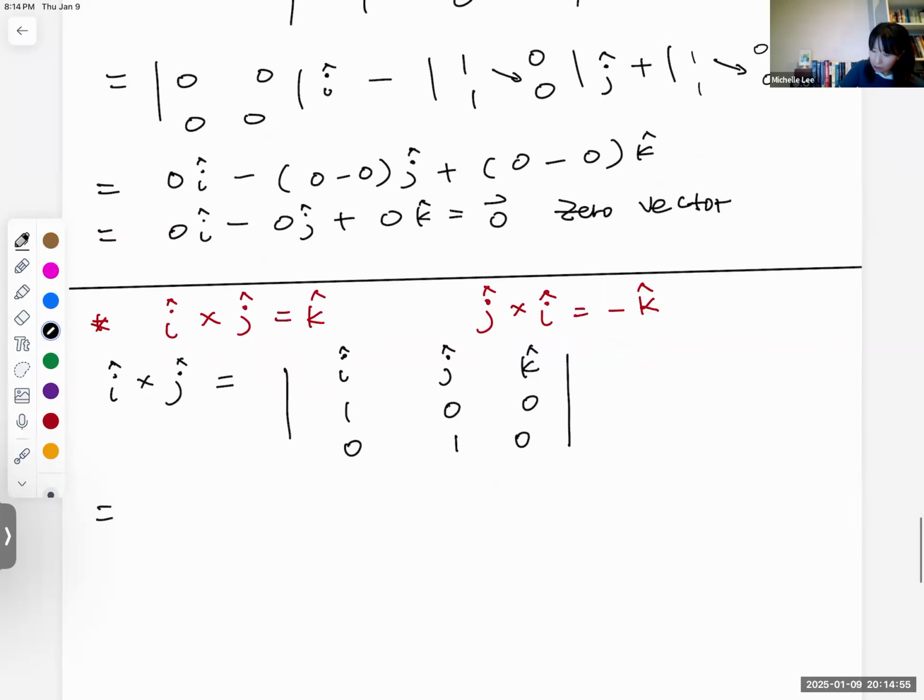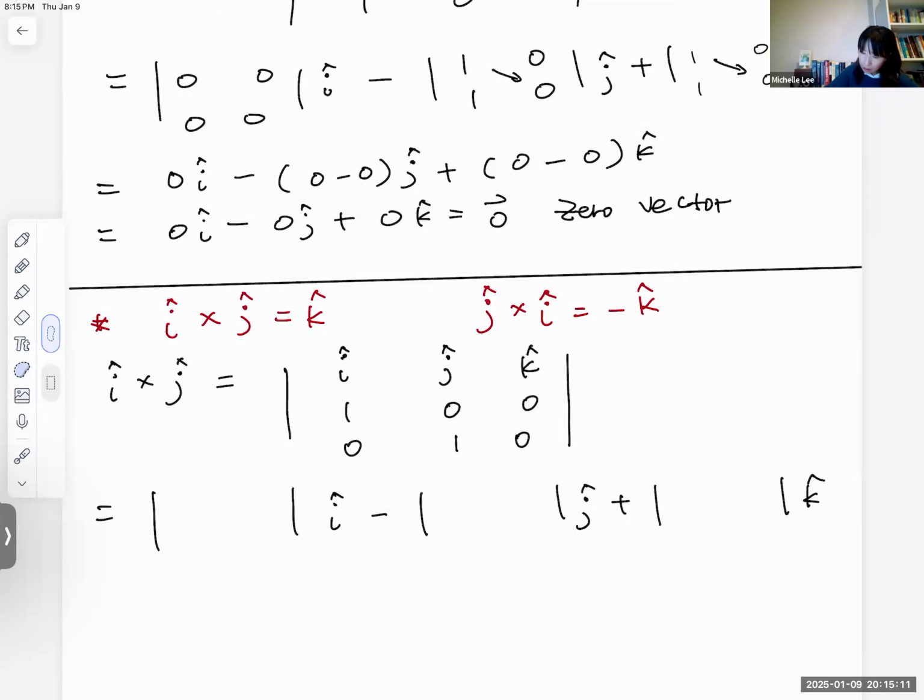Okay, now I minus J plus K. All right, so for I, which is 0, 0, 1, 0, we are using this one. J, 1, 0, 0, 0. K, 1, 0, 0, 1.